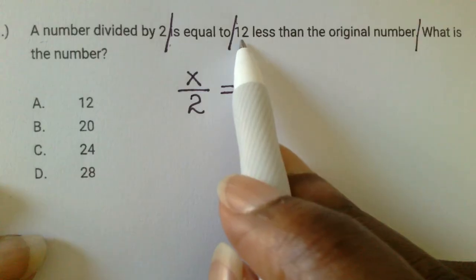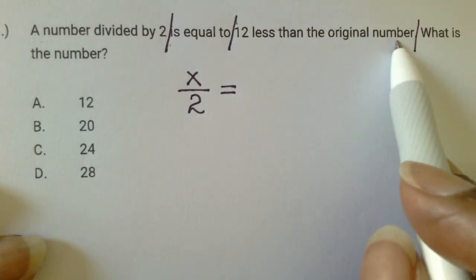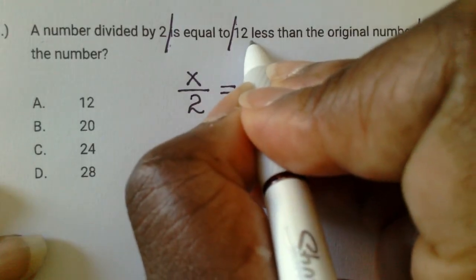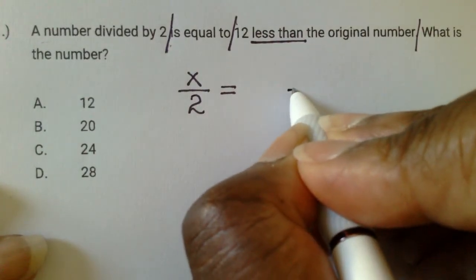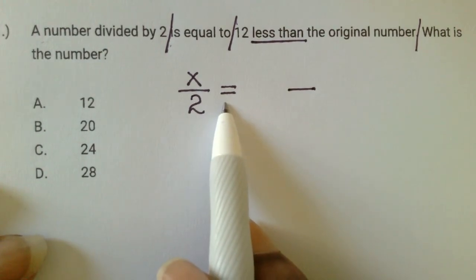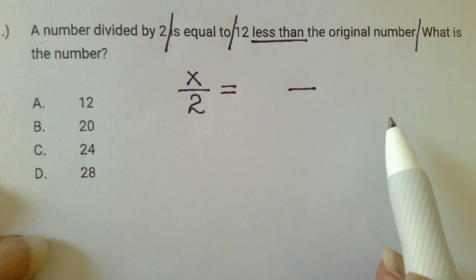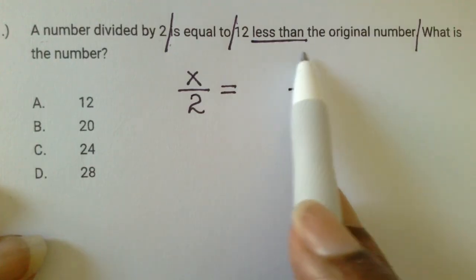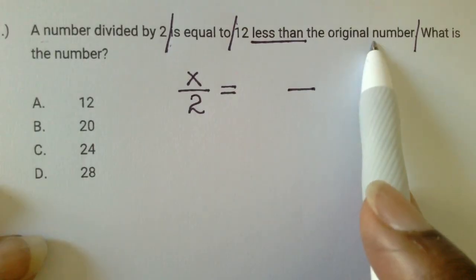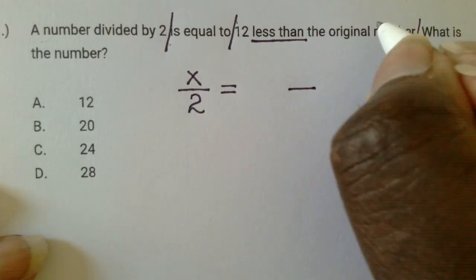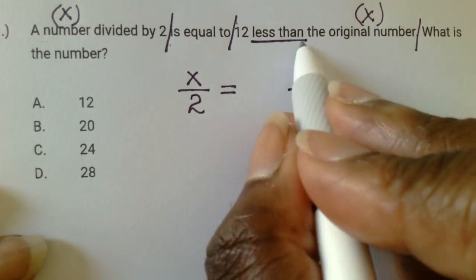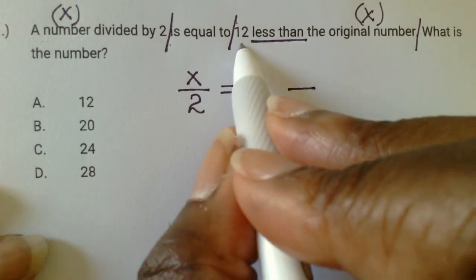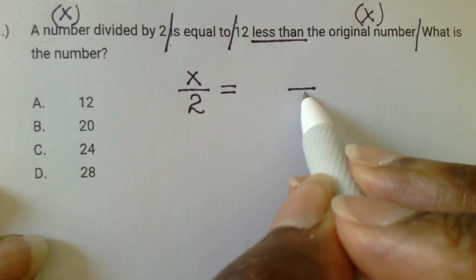Now we're at 12 less than the original number. It doesn't say is less than, it says less than, so that's going to be subtraction. So you should not have an equal sign or an inequality at the same time. Now, 12 less than the original number. My original number is going to be x, because we didn't know what that is. So if we're saying 12 less than the original number, that means that 12 is taking on that minus sign.